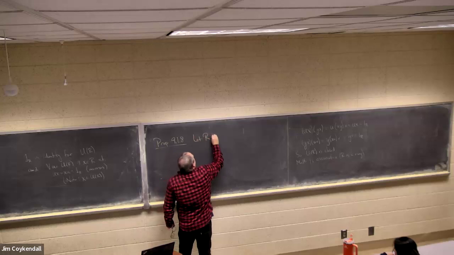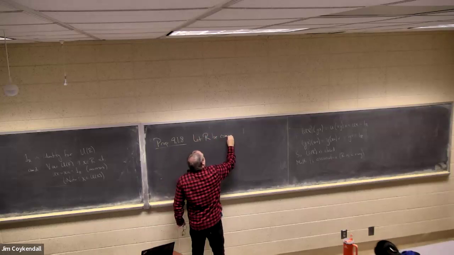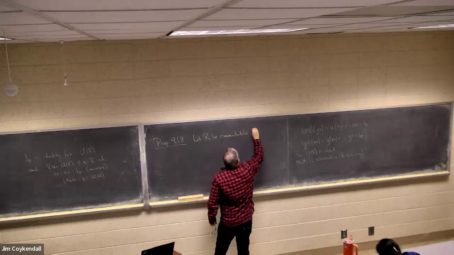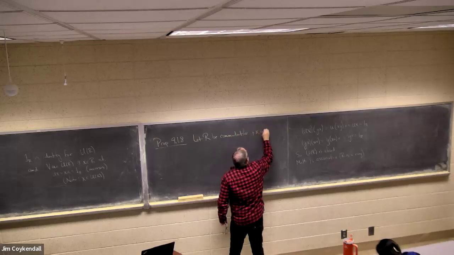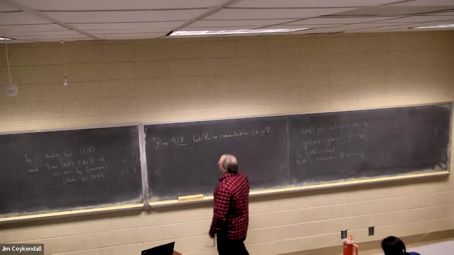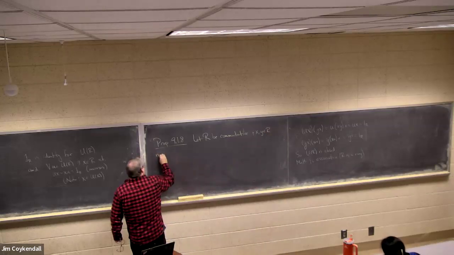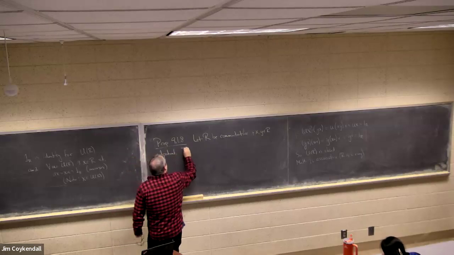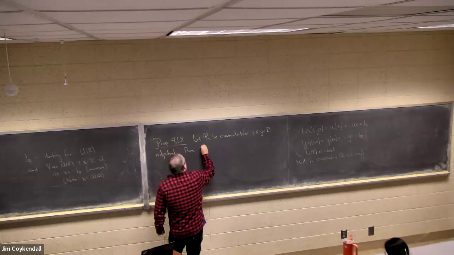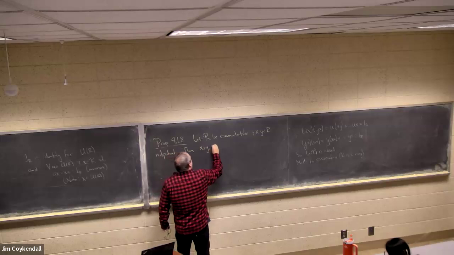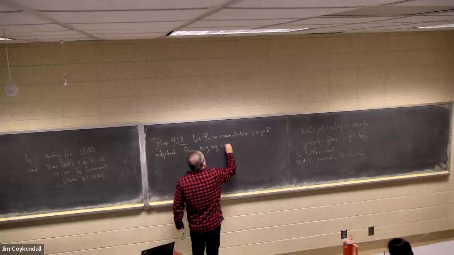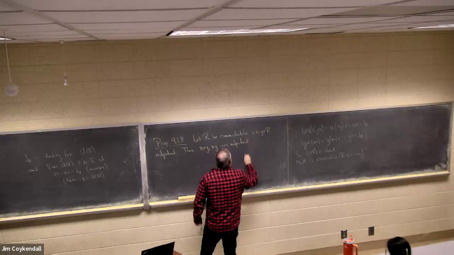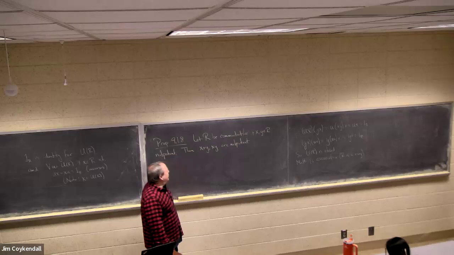Let R be a ring, and X, Y in R nilpotent. Then X plus Y and XY are nilpotent. You prove this in your homework.